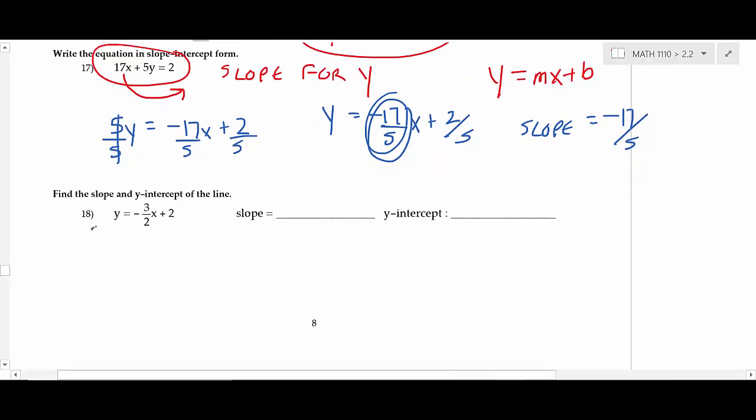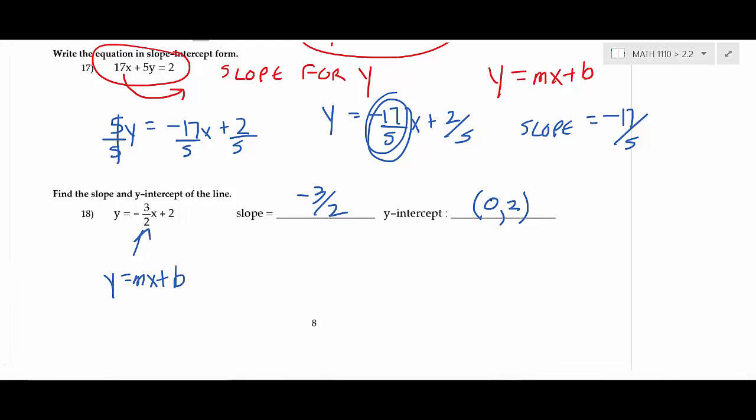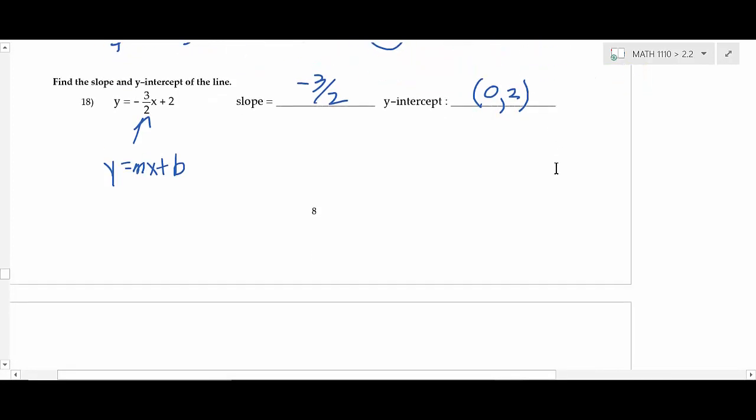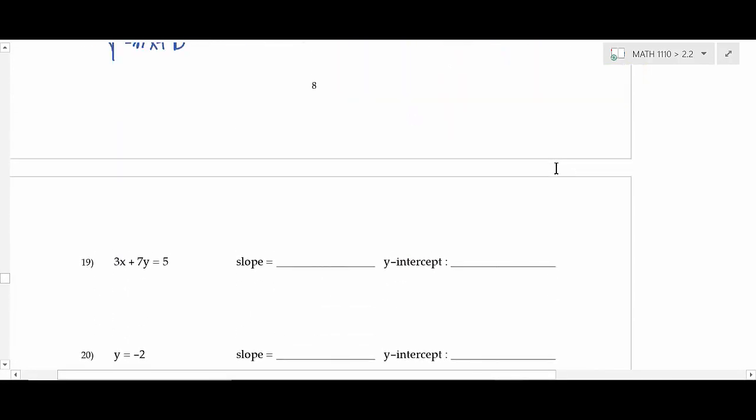Okay, if you look at number 18, can you tell me automatically what the slope is? Yeah, okay, it's already solved for y. It's already in the form y equals mx plus b, so that's negative 3/2. Can you tell me what the y-intercept is? 2. But I always want you to write a y-intercept not just as the number, I want you to write it as a point, okay? Because a y-intercept's a point, it's not just a number. It's a point on the graph, so that's (0, 2), okay?